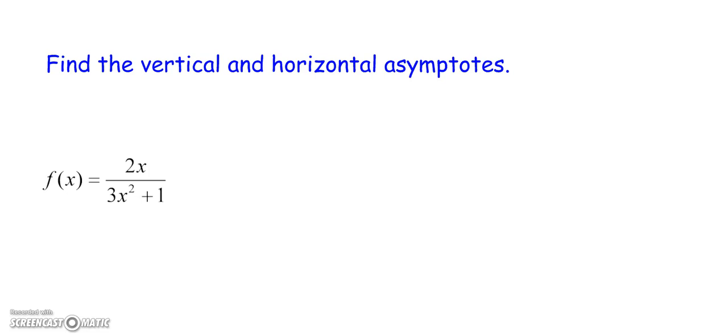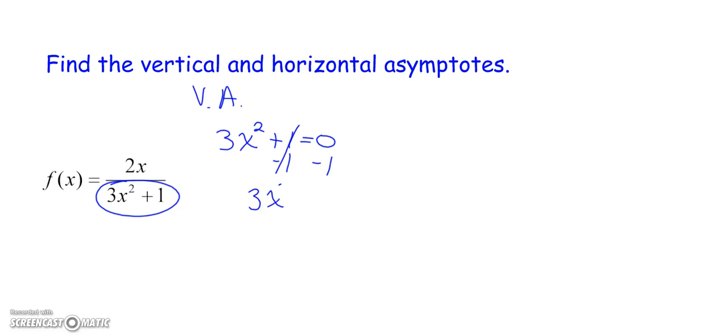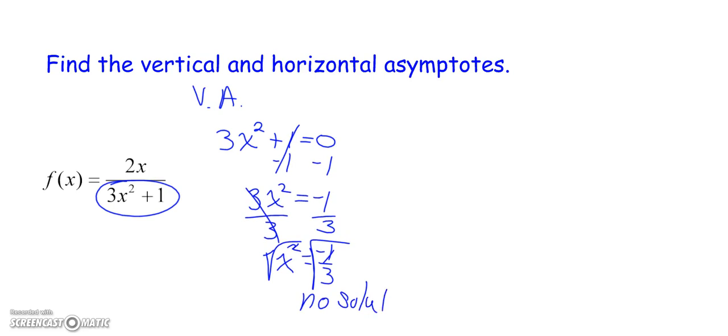All right, so find the vertical and the horizontal asymptotes. Well, if we're going to find the vertical asymptotes, vertical asymptotes appear at the zeros of the denominator. So we focus just on the bottom, and we set the bottom equal to 0. Now, if you did the math out, you would end up with 3x squared equals negative 1. You could divide by 3, negative 1/3. You try to take the square root. Can you take the square root of a negative number? No. You're going to say there's no solution here.